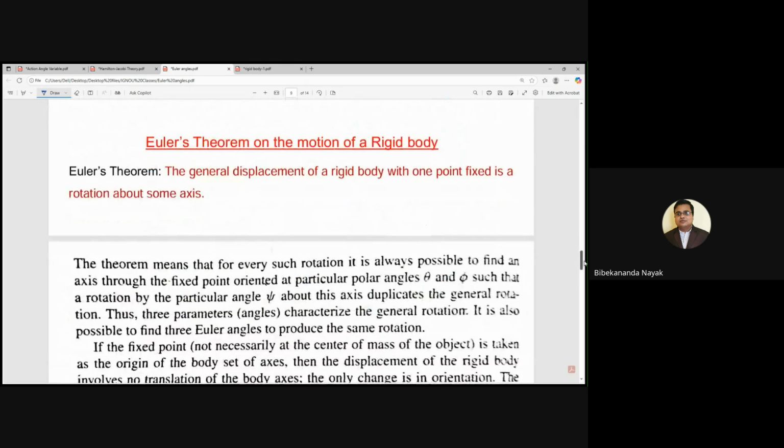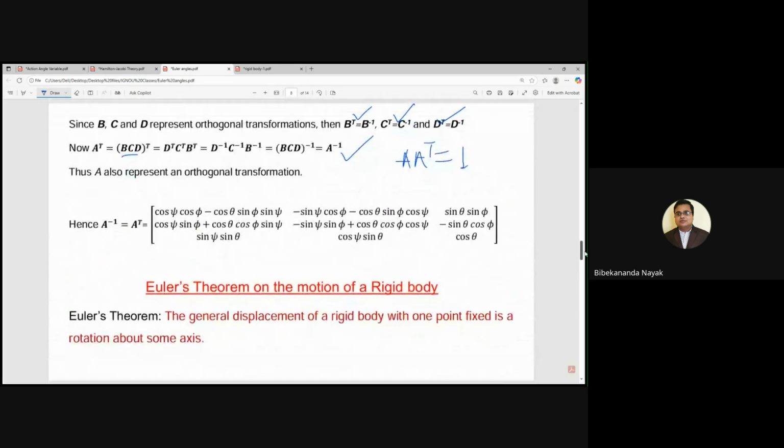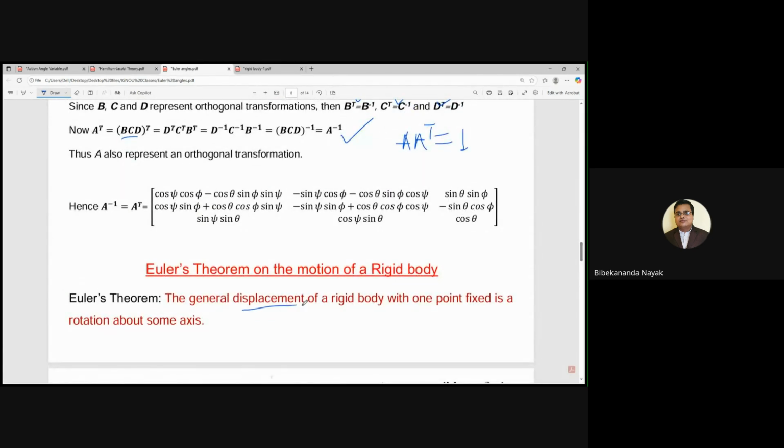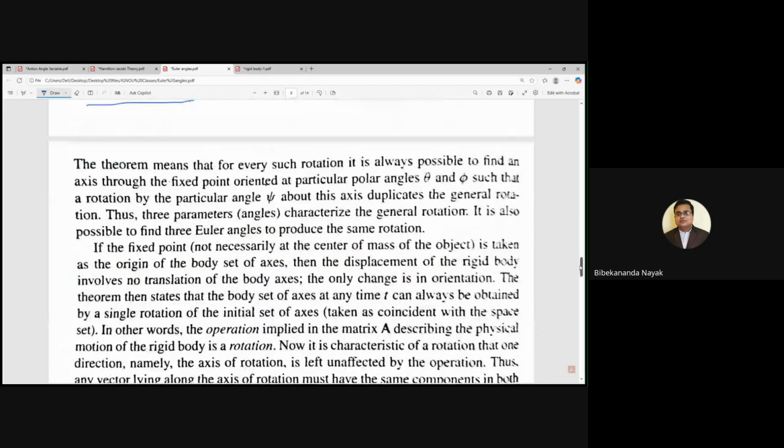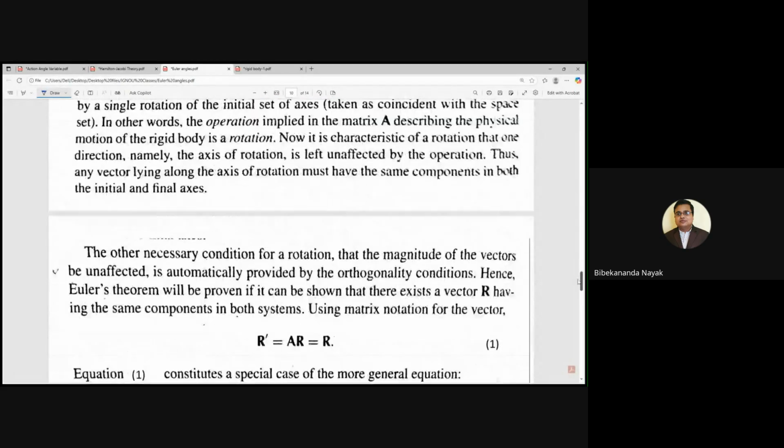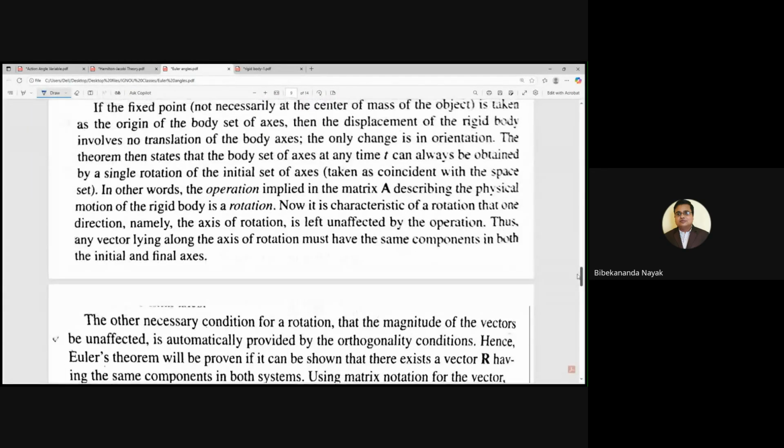Then Euler's theorem on the motion of a rigid body tells us that the general displacement of a rigid body with one point fixed is a rotation about some axis. The displacement of a rigid body, if you take one point fixed, is nothing but rotation. It is an analytical proof using two properties of rotation.